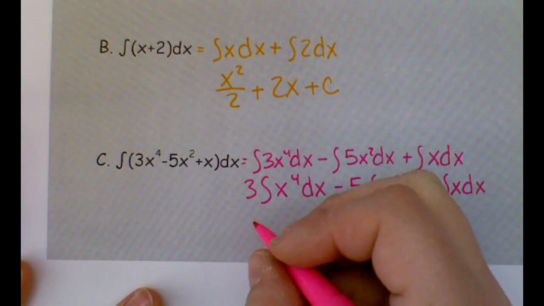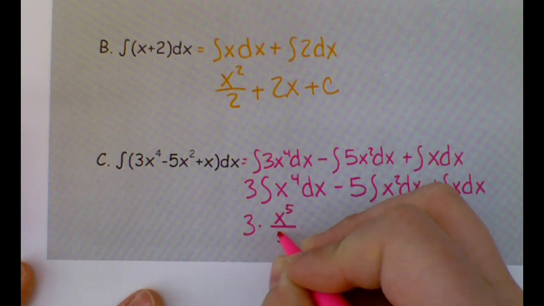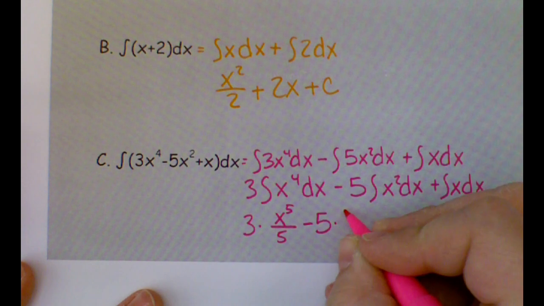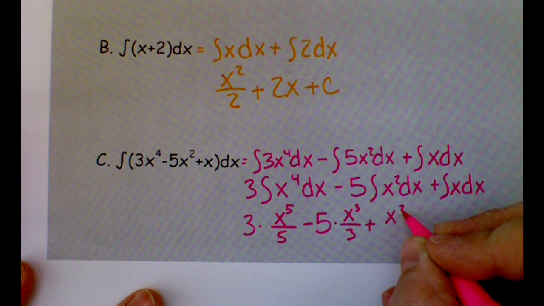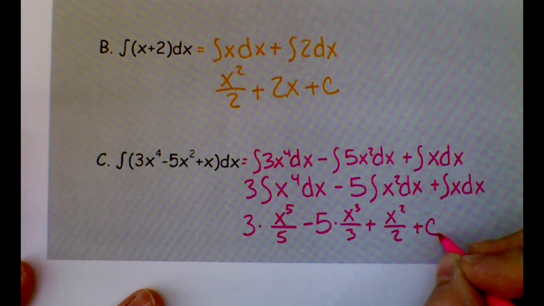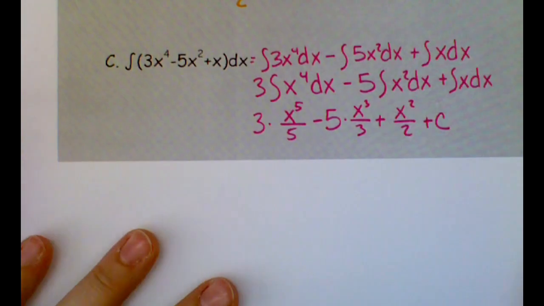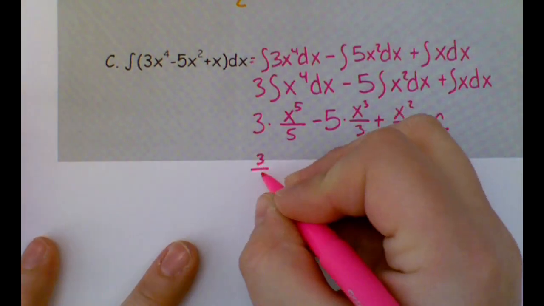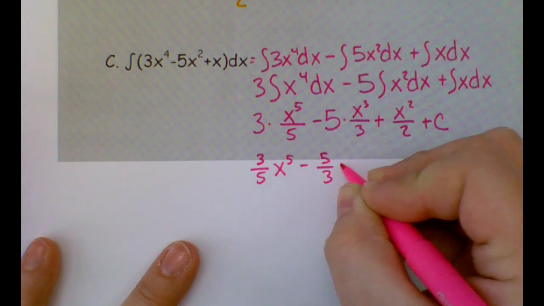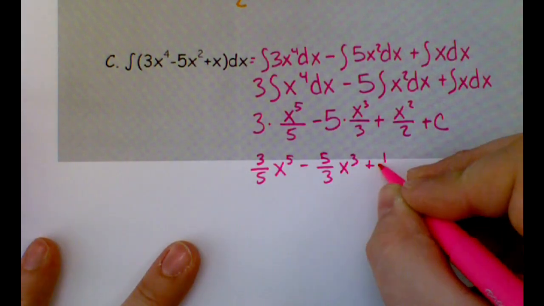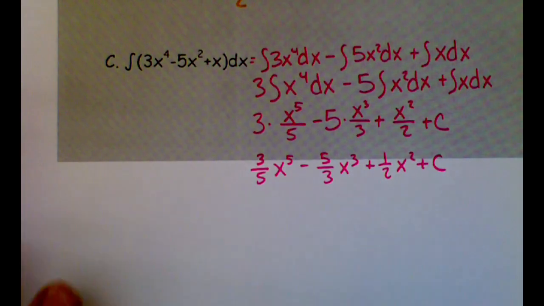So when I find my antiderivative, I have 3 times x to the 5th power divided by 5 minus 5 times x cubed divided by 3 plus x squared divided by 2 plus c. Don't forget your plus c on the end. And, oops, sorry, I would rewrite this a little bit. I'd make it 3/5 x to the 5th power minus 5/3 x cubed plus 1/2 x squared plus c. There's our antiderivative.